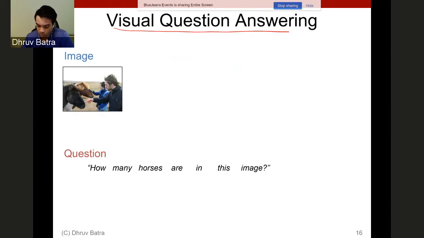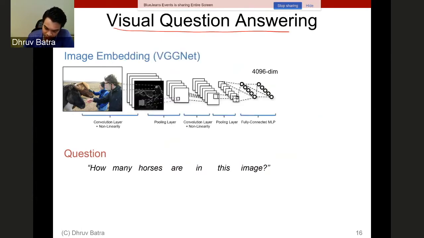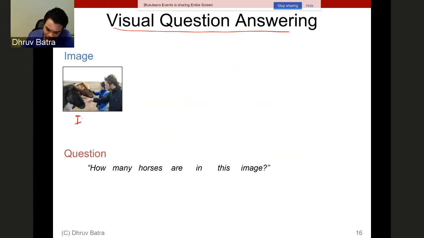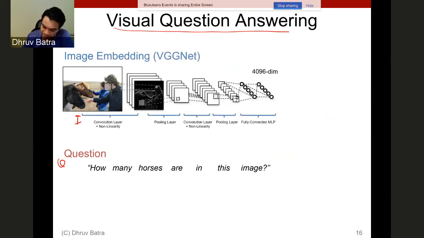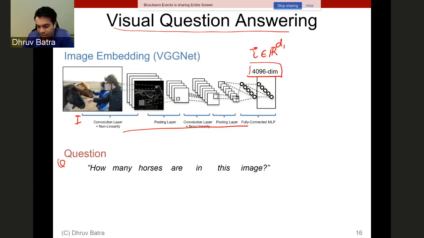One of the earliest architectures for this problem was that you're given an X, or in this case, you're given an image and a question. The way these architectures are constructed is that the image is converted into a 4096 dimensional representation. Think of this as I in some R to the D1. This is by taking the activations from the last layer of a standard architecture called VGGNet. We'll teach you what convolutional neural networks are. Don't worry about the details here.